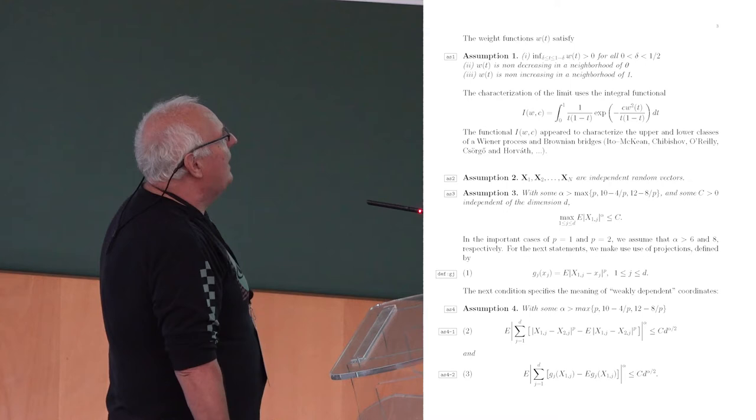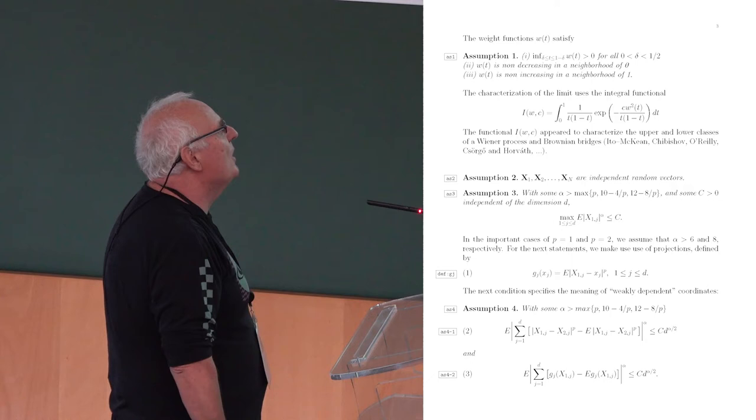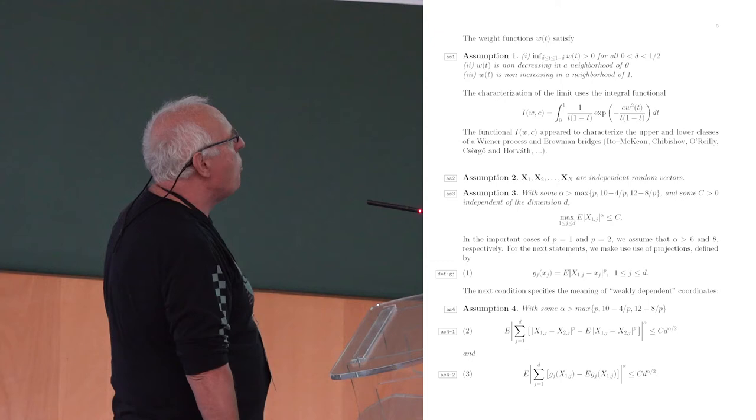Okay, so the next one here, essentially what we are looking at is the so-called projection. When you would like to prove any kind of result on U-statistics, this is the first thing which is done. You will essentially define the corresponding projection. Now, here comes the condition.